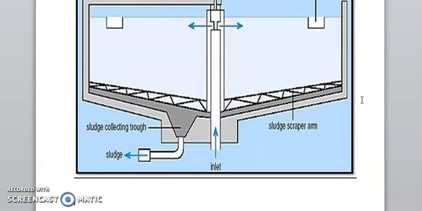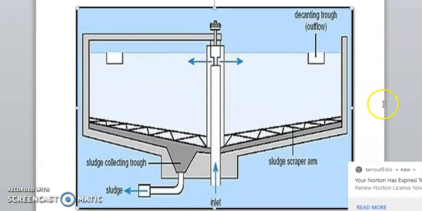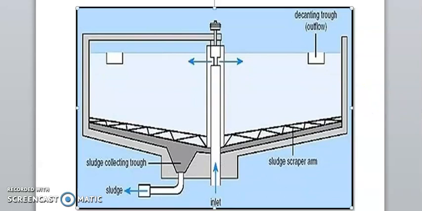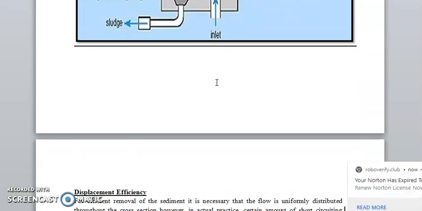This is the circular tank. It is made of concrete or steel. The raw water comes in through the inlet pipe. It will move here and settle here according to the detention period. Sludge comes down and is collected. Sludge is removed from the sludge collecting trough. This is the main process of the sedimentation tank.